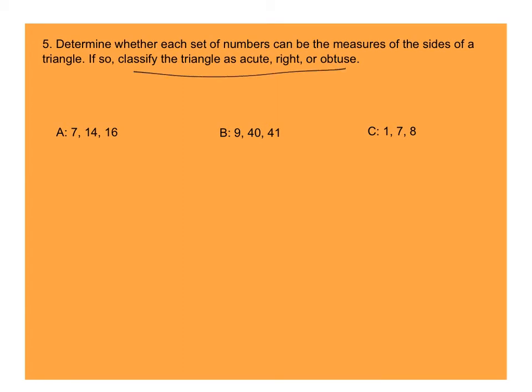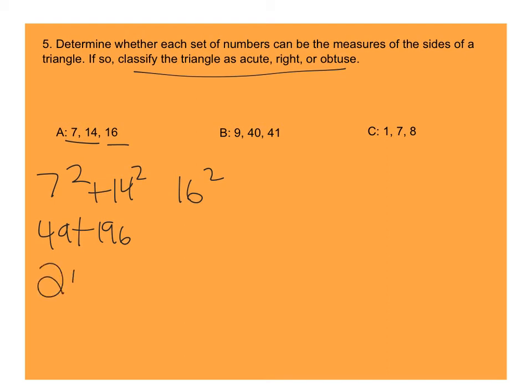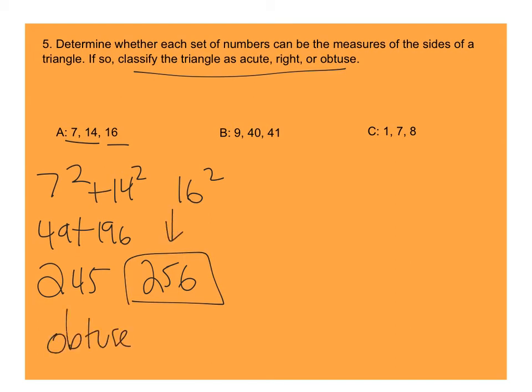So you're always going to go smallest two compared to biggest one. So you're going to go 7 squared plus 14 squared, and you're going to compare that to 16 squared. So that's 49 and 196. So 196 plus 49 is 245, and 16 squared is going to be 256. So C squared is actually bigger. This is my C squared, so that's going to make it obtuse.